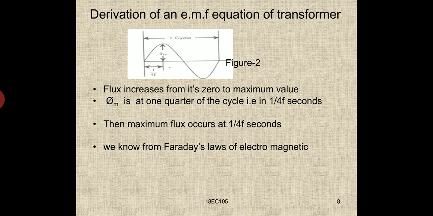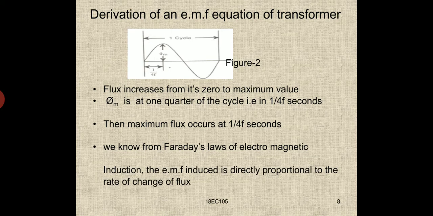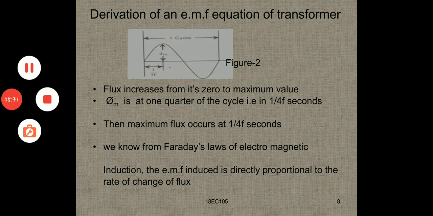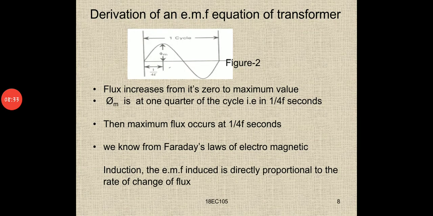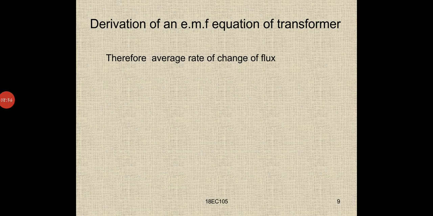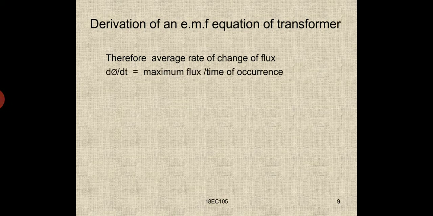Now we know from Faraday's laws of electromagnetic induction that the EMF induced is directly proportional to the rate of change of flux. So let us further proceed. The average rate of change of flux, d phi by dt, is equal to the maximum flux divided by the time of occurrence, that is phi m, and the time is 1/4f, so that will give 4f into phi m.